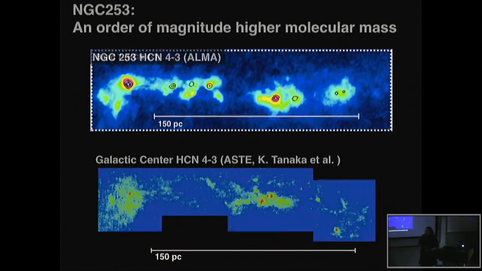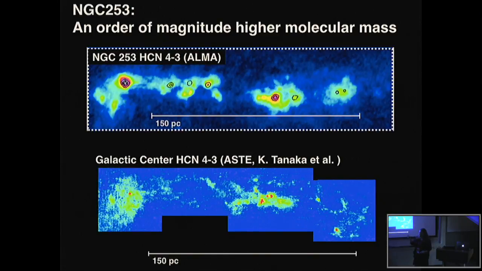So we can compare this to a really nice map that was made by Kunihiko Tanaka. Exact same line, slightly higher resolution in the center of our galaxy. And we can actually start making what I'm really excited about, which is this apples to apples comparison: same lines, same resolution, same region, and start asking what's going on.